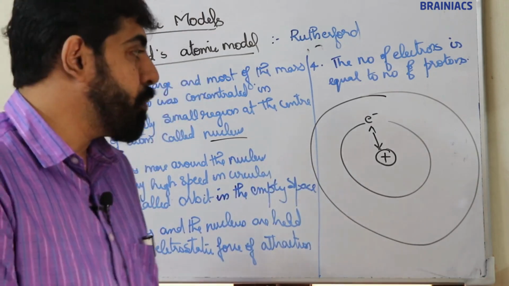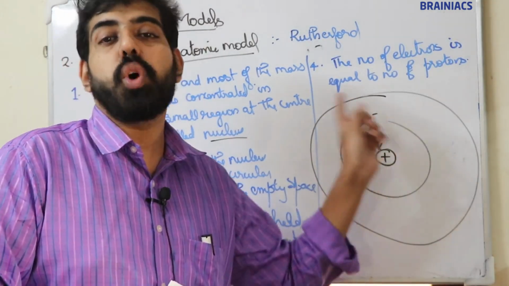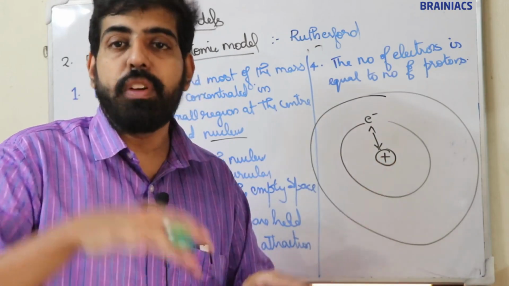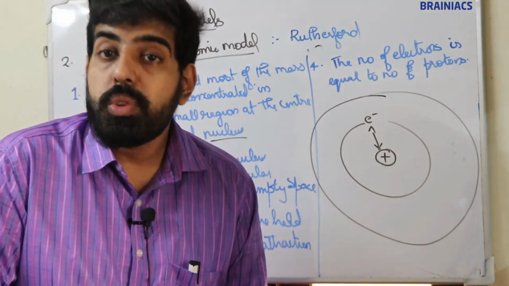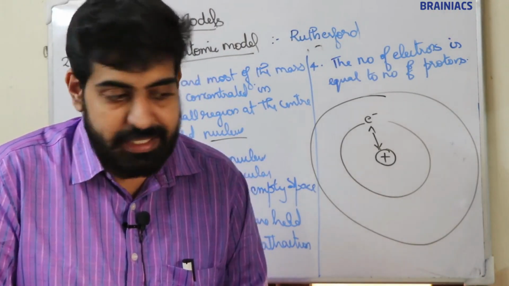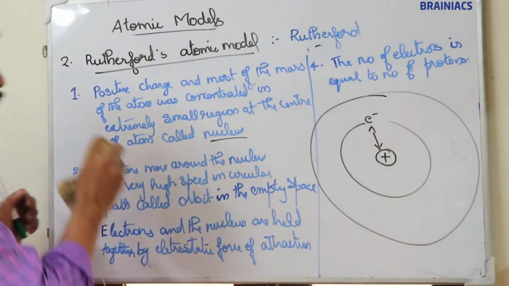And the last and final postulate: the number of protons present in the nucleus and the number of electrons in each orbit, that is the number of electrons in the atom, are equal. Always the number of protons and electrons are equal. These are the 4 postulates of the Rutherford model. I think it's clear. Now I'll write one more equation.